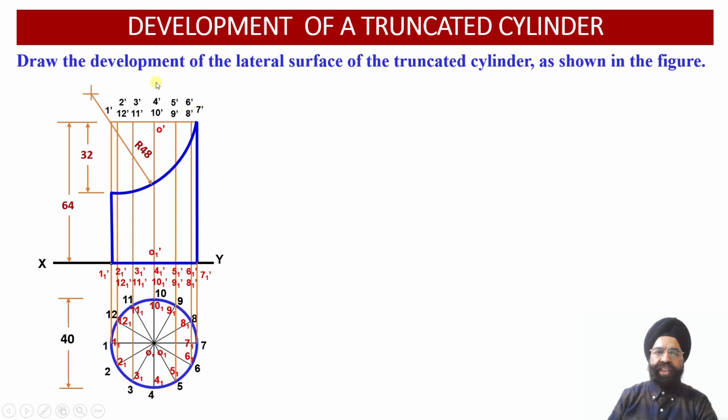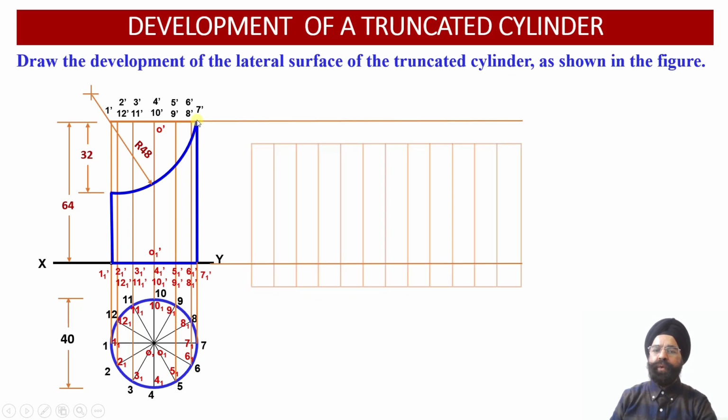Now this portion of the vertical cylinder has been removed by the cut section plane, and this circular cut section plane is going to intersect all the 12 vertical generators of this cylinder in the front view projections. Now we are going to mark all of these 12 points of intersection in the front view projections.